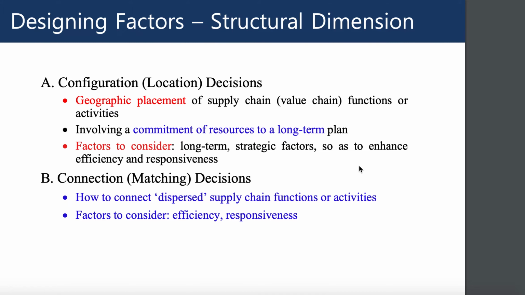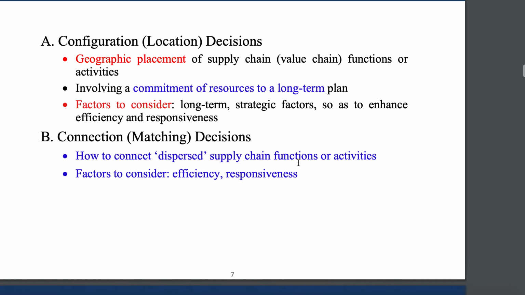And B is connection. Our matching decisions are also a pretty strategic decision to be made. It is basically about how to connect these supply chain functions or activities. Where are you going to produce your product? After that, we're going to match the next step. So factors to consider are also efficiency and responsiveness. How can you ensure your production can be fast? Where can you produce your product fast? Where can you find more efficient but also cheap labor? Where can you make this connection between different systems so you can produce your product and transport it pretty quickly to where you're going to distribute it and where you're going to sell it? So that's pretty important.